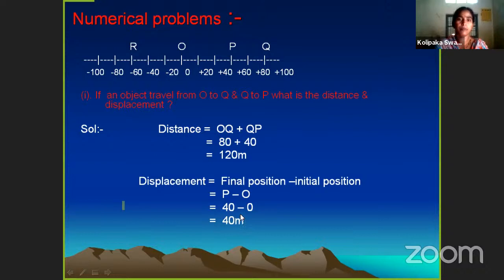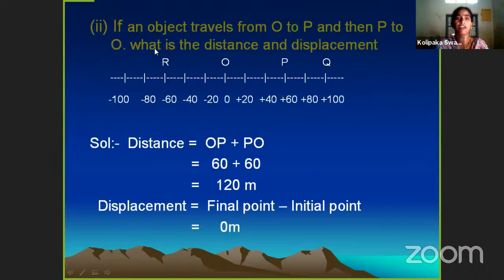Second problem. See, if an object, observe this scale, same scale like that. If an object travels from O to P, and then P to O, and then again it comes to its initial position. First initial position is O, and again it comes to its first position. Initial means first position. What is the distance and the displacement?